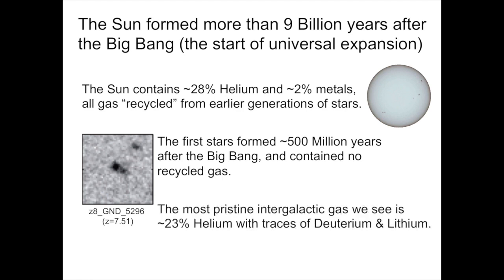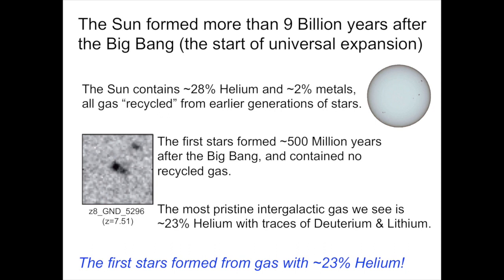However, even this gas contains at least 23% helium, and the most primordial, the most pristine gas we can find in intergalactic space still contains a large amount of helium with traces of deuterium and lithium. This leads to a very surprising result. The very first stars in the universe formed from gas with about 23% helium already. The Sun now contains 28% helium, and so after 9 billion years of forming stars, the universe has only been able to augment the content of helium by about 5%.